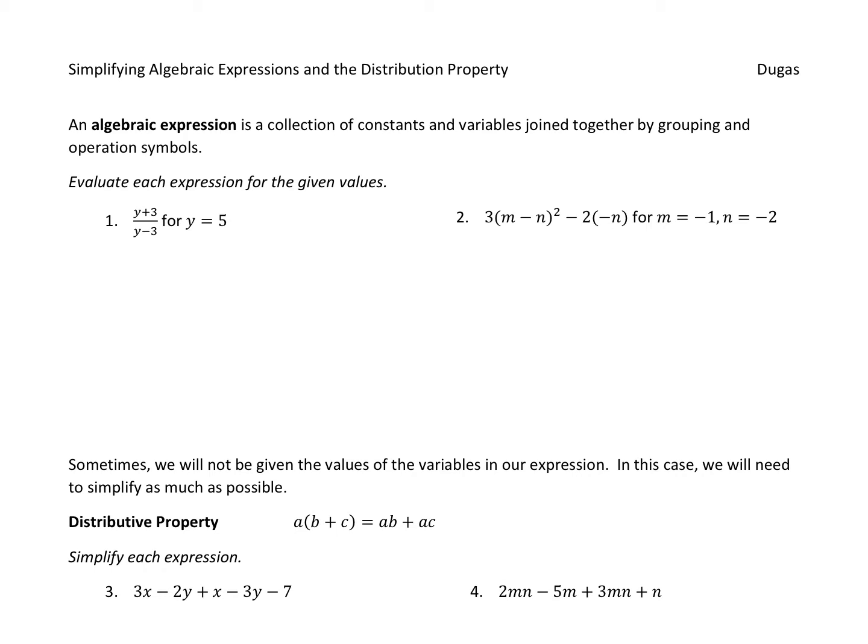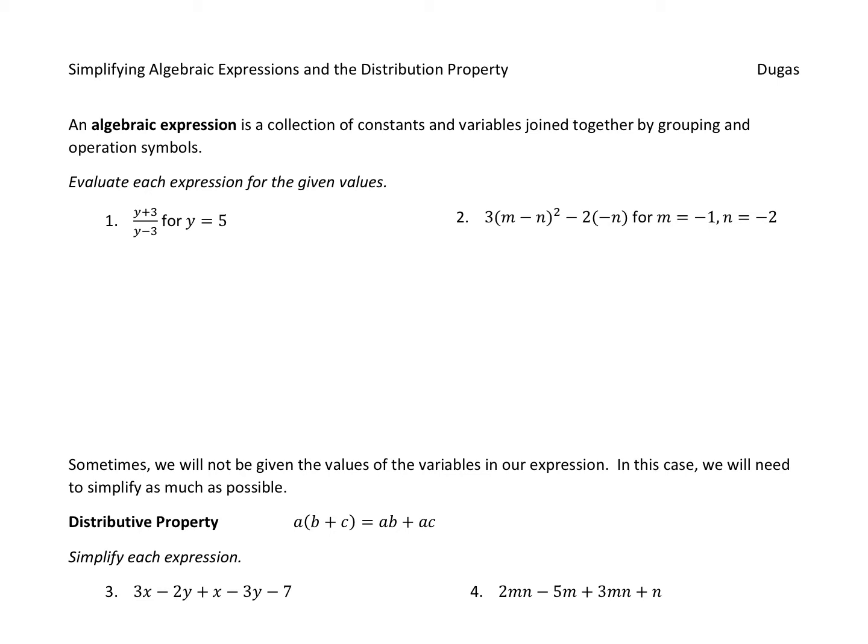Let's start by defining an algebraic expression. An algebraic expression is a collection of constants and variables joined together by grouping and operation symbols. In a previous video, I discussed numerical expressions, and those are expressions that simply contain numbers only. Now, an algebraic expression, we're including variables in the expression as well.